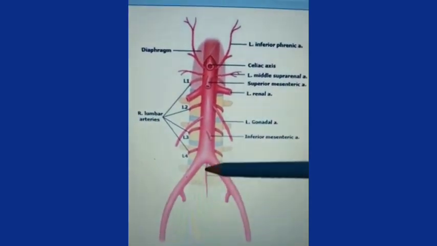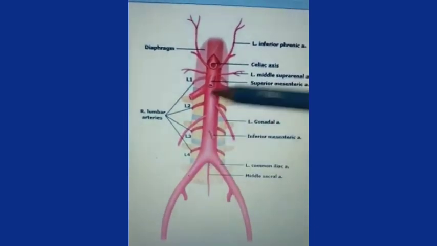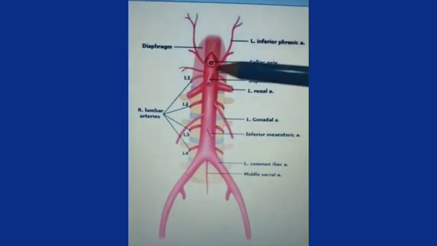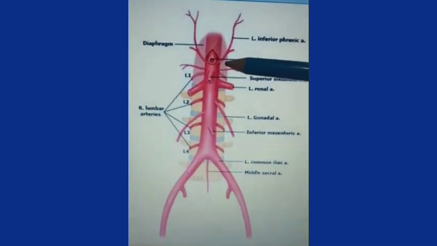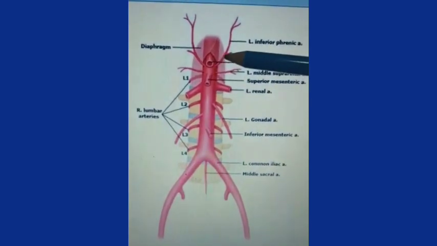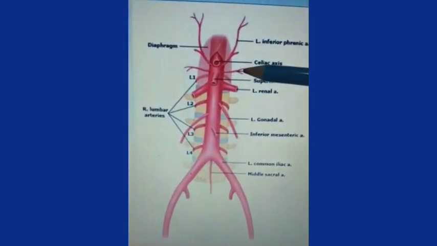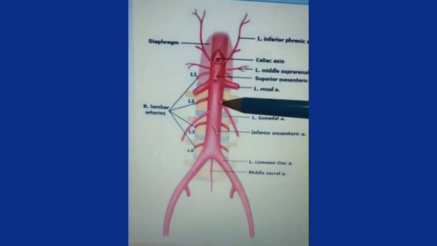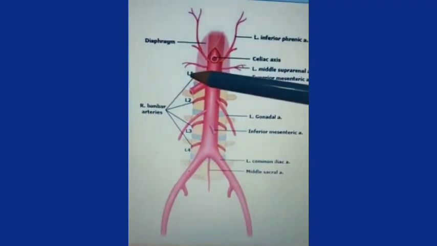So the branches of the aorta are divided into three heads: ventral, that is celiac trunk, superior mesenteric, and inferior mesenteric. Then are the lateral branches. They are the inferior phrenic, then the middle suprarenal, then the renal, then the gonadal on both the sides. Then are the four pairs of lumbar arteries.